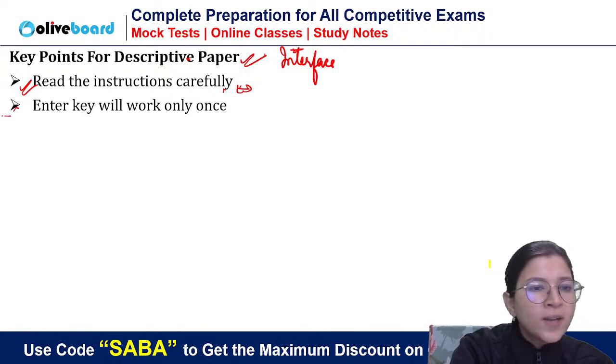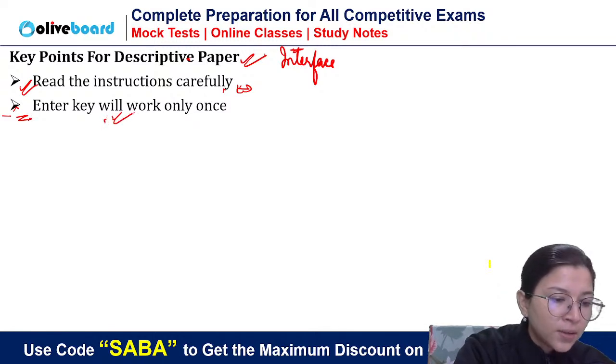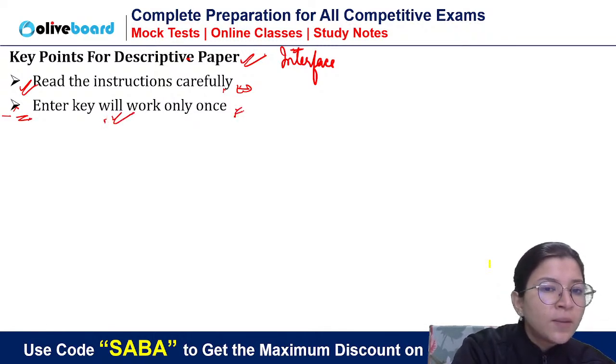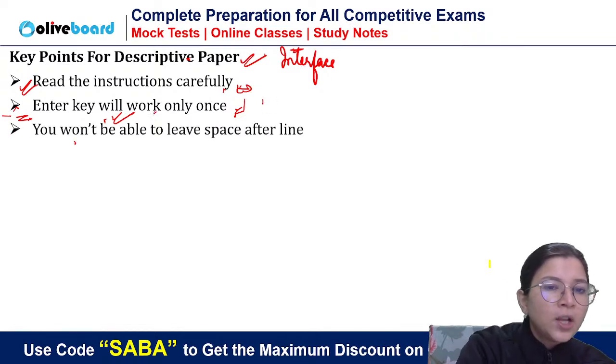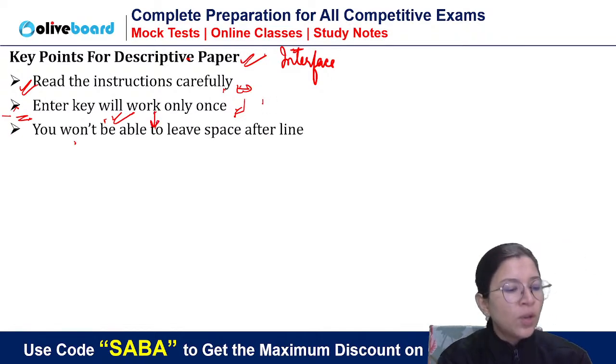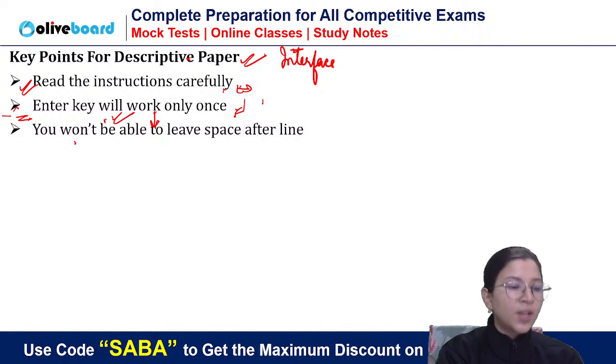And see, these are the points I'm telling you related to interface. Enter key will work only once. Remember that, guys. Enter key will work only once. It means you can't leave space. You won't be able to leave space because this enter key functions only once, okay? So you won't be able to leave space between lines or after lines, okay?